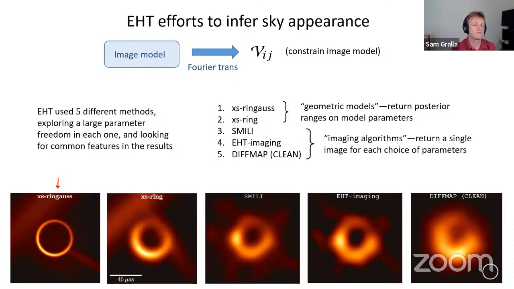No, I haven't even done anything about what the source is like. I haven't tried to tie any of these images back to the properties of the source. This is just trying to guess what the sky looks like, irrespective of whether it's a black hole or a cat. So this is a model for what the sky looks like.